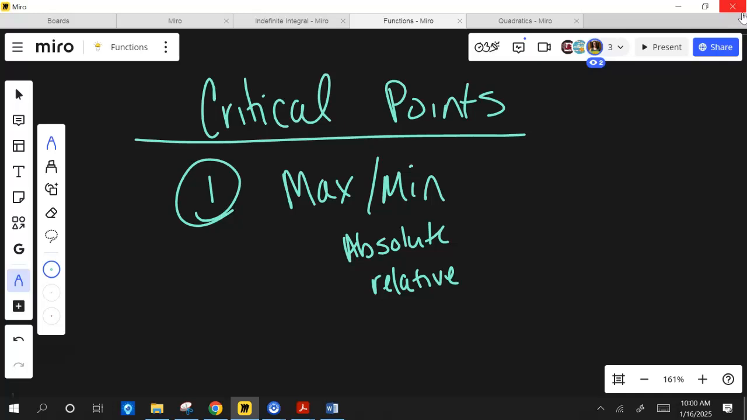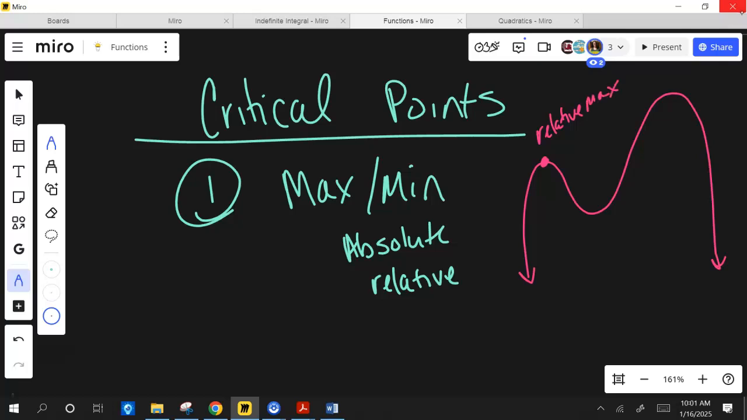So if I have something that looks like this, tell me what this point is. A relative max. How about this one? It's relative. Why is it relative? Those arrows say that my graph goes down forever and ever, so I can't say it is absolutely the lowest point, but it is a low point within that certain vicinity of the graph.